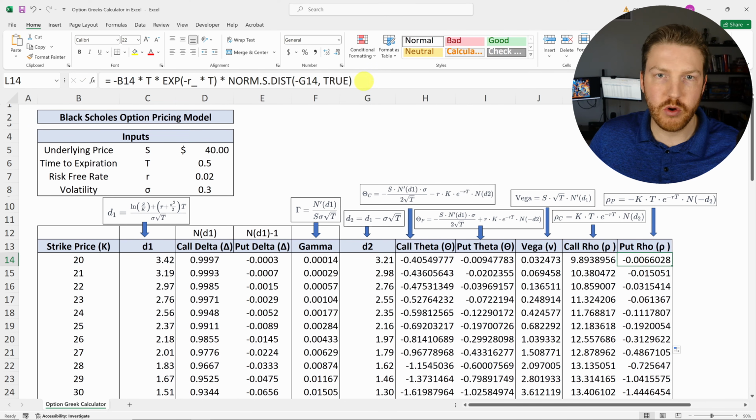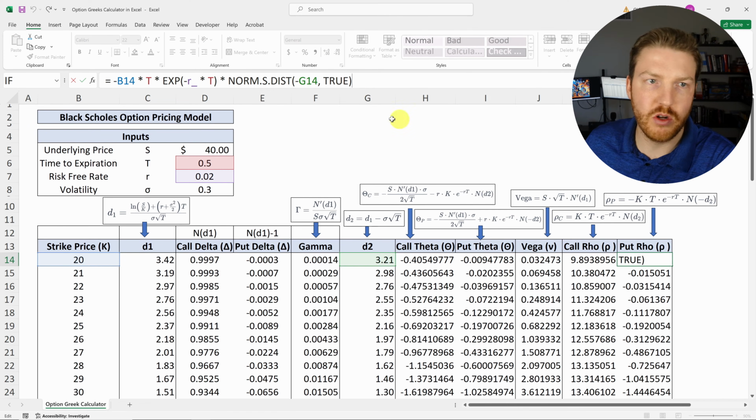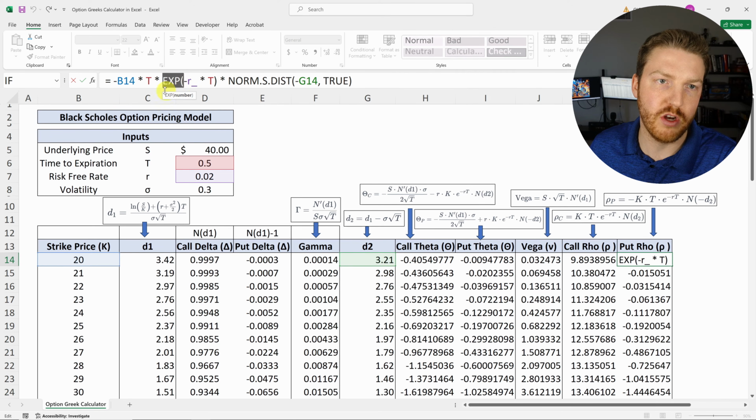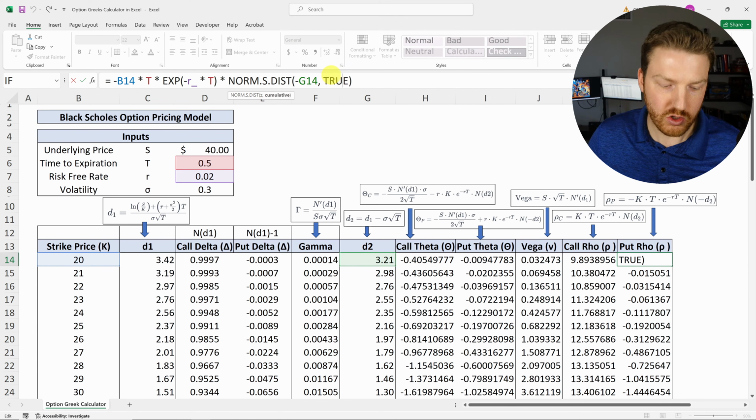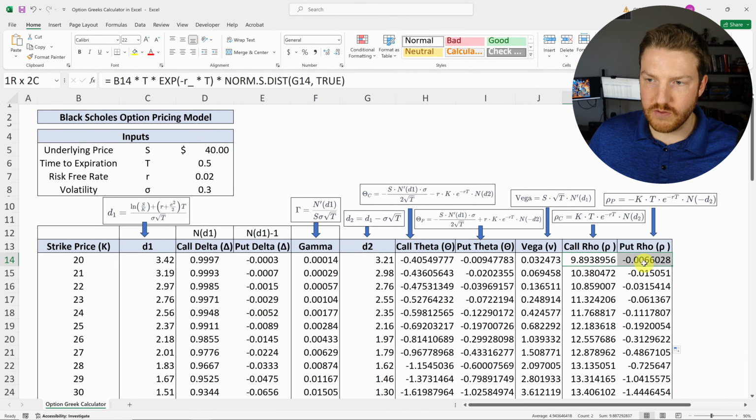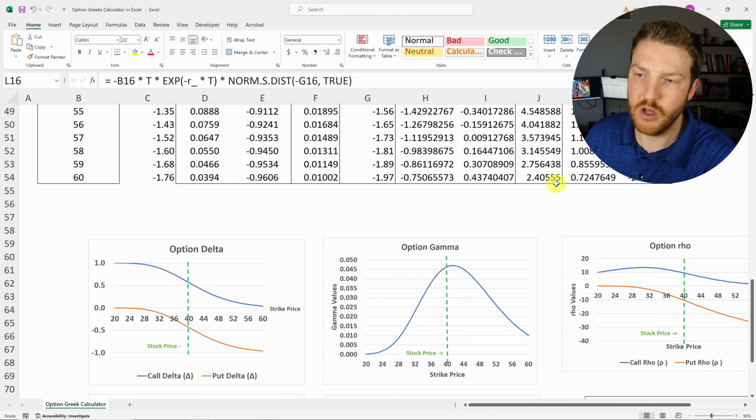And then for the put Rho, it is very similar. We're multiplying by the negative strike price times T multiplied by e to the negative RT. So once again, e is that exp function in Excel, which assumes continuous compounding of interest. And we're now multiplying by the negative d2. So make sure to make that d2 value negative and also put true. And then we can just shoot these formulas all the way down. Now let's go and graph and interpret the results.